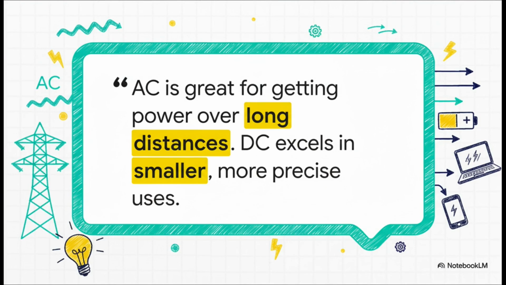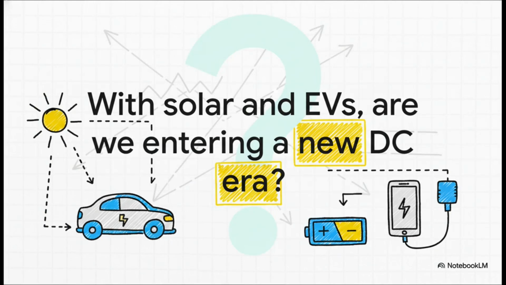Think of AC as the long-haul trucker of electricity. It's fantastic at getting massive amounts of power across the country to our cities and homes. And DC is the specialist. It's perfect for the precise, delicate work of running your smartphone or storing energy from the sun. They need each other. And that leaves us with a really interesting question for the future.